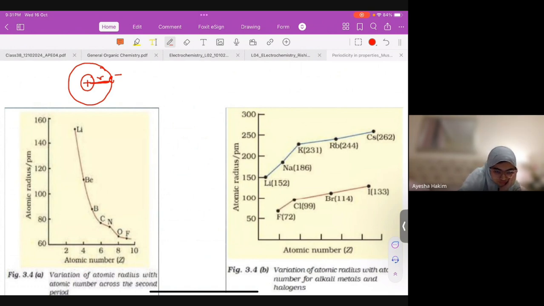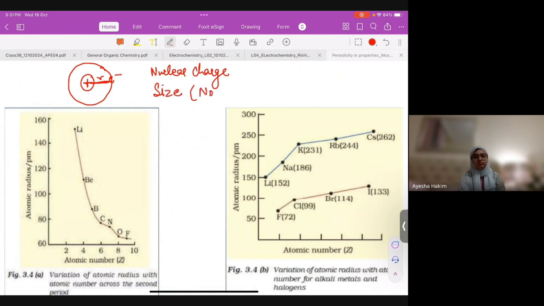Fine. So your atomic radii is dependent on two things. One is the nuclear charge and the other is the size. Size means number of shells.